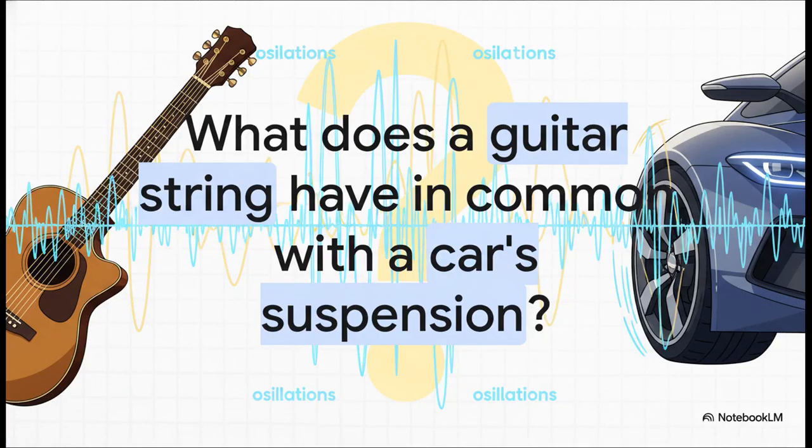So, let me ask you this. What does a guitar string have in common with a car's suspension? I know, it sounds kind of random, right? One makes beautiful music, and the other just smooths out a bumpy ride. But the answer is all in the physics of how they move. And trust me, if you stick with me, you're going to see that connection crystal clear.